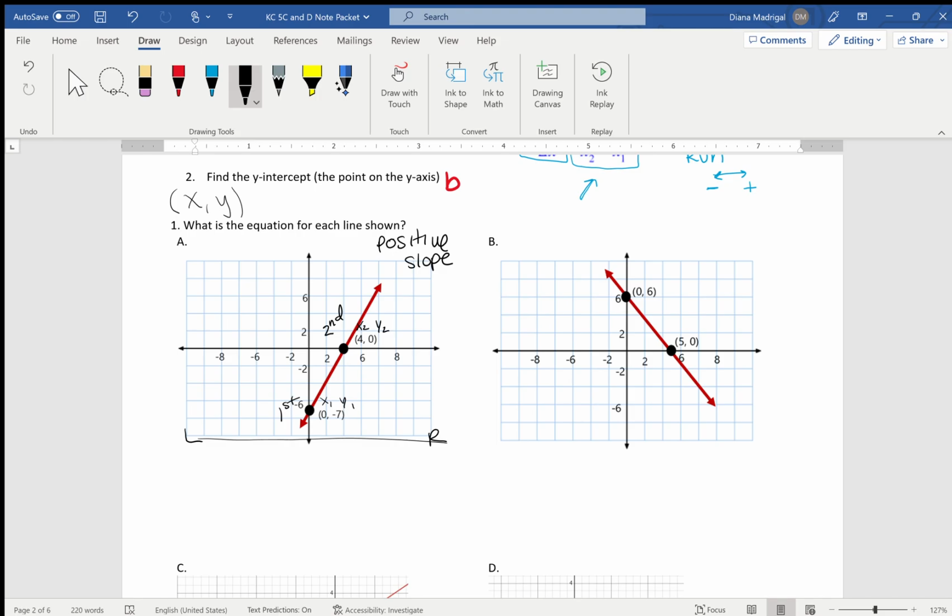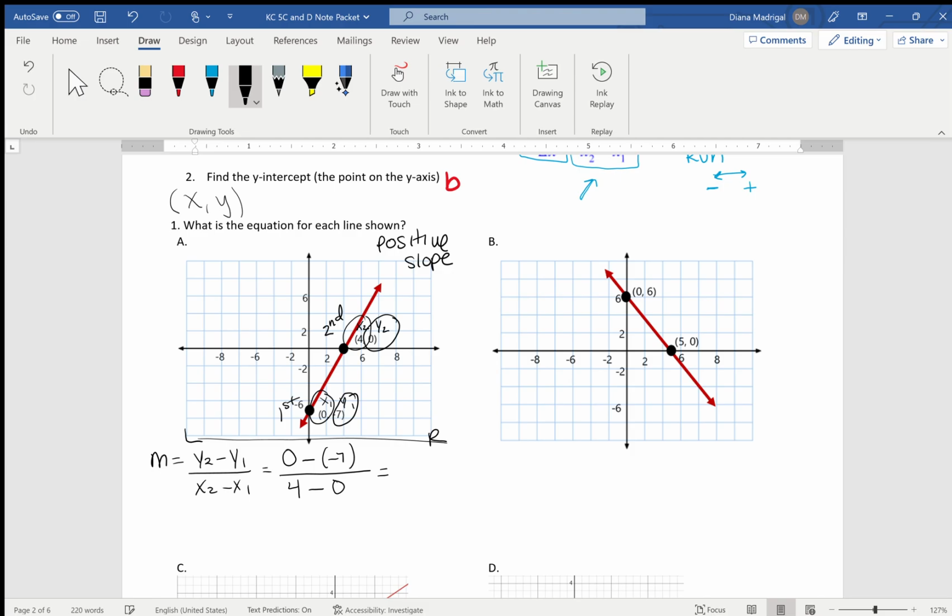All right, so I'm going to use my equation because I'm trying to find m. M equals y2 minus y1 over x2 minus x1. Y2 is 0. 0 minus y1, which is negative 7. Make sure you put your negatives in parentheses. All right, x2. X2 is 4. 4 minus x1, which is 0.